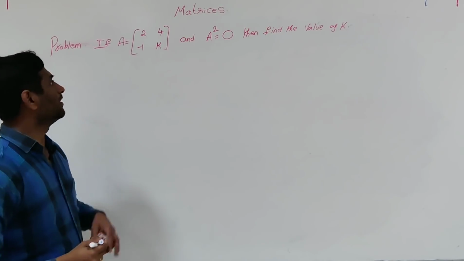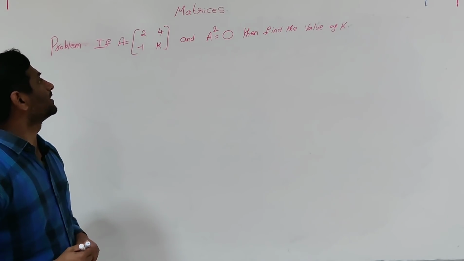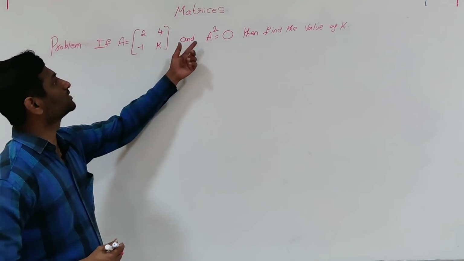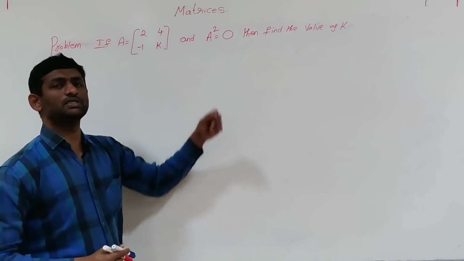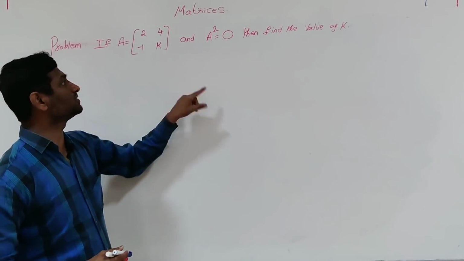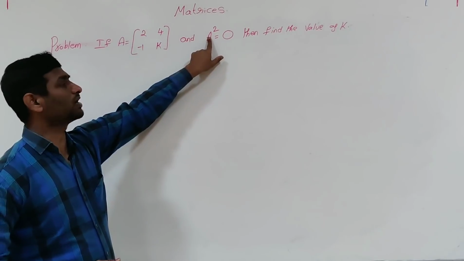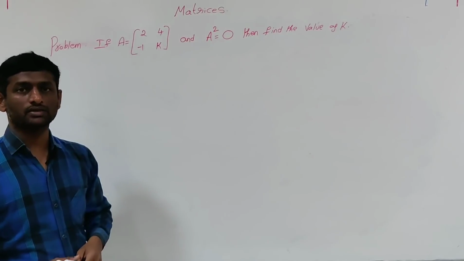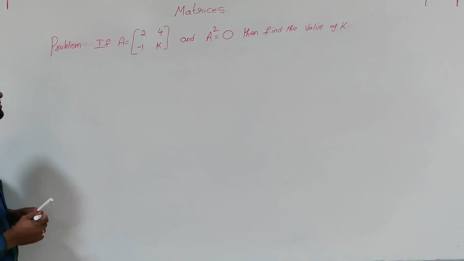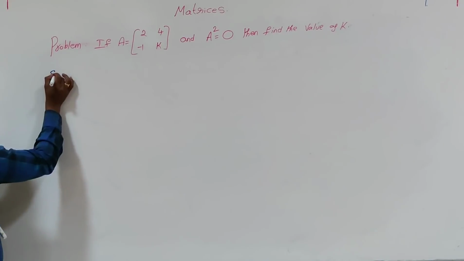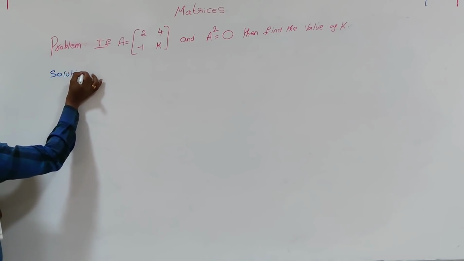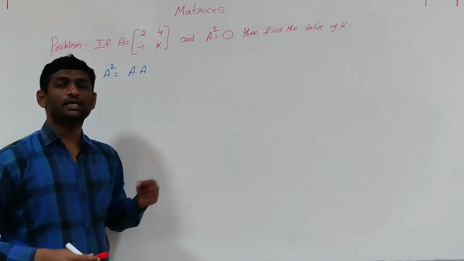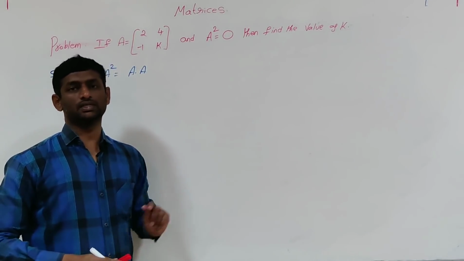The question is, if A is equal to [2, 4; -1, K], which is a 2 by 2 square matrix, and A square is equal to O. O means it is a zero matrix of the same size, because A square and the O matrix will be equal. Now what is A square? A square means A into A, the product of a matrix with itself.